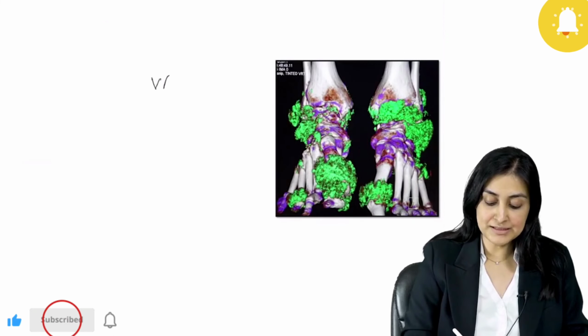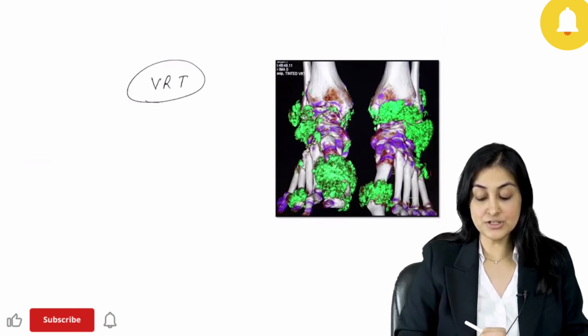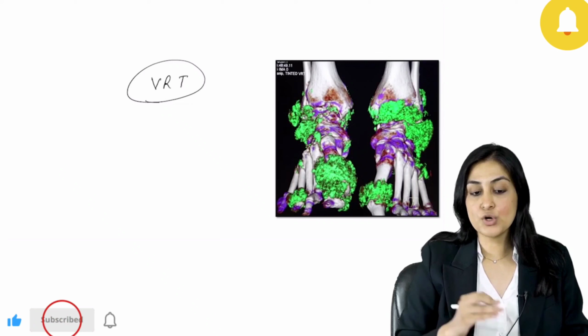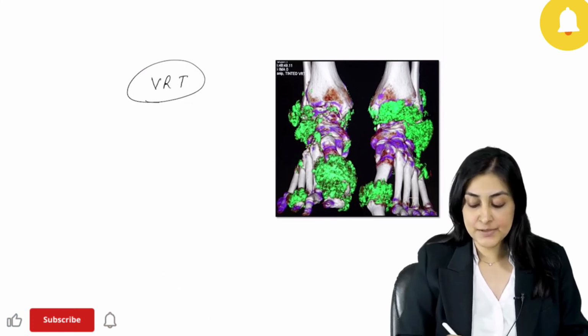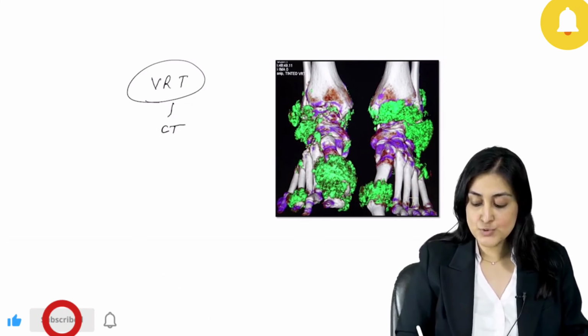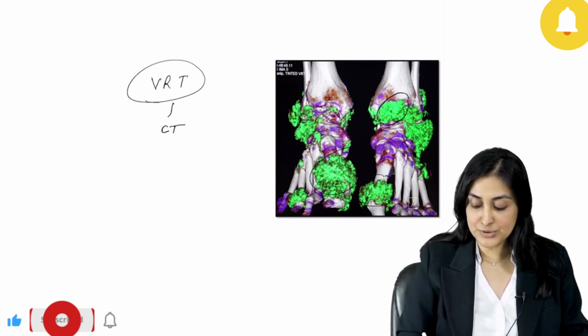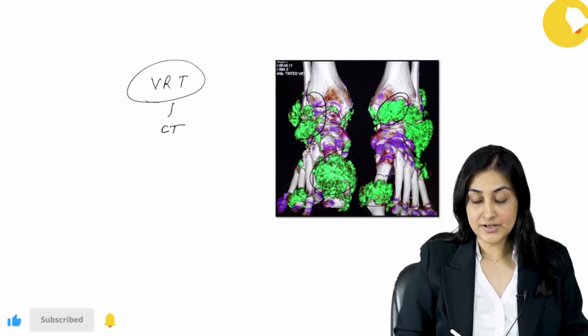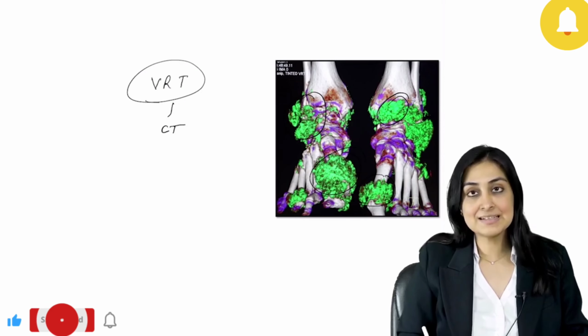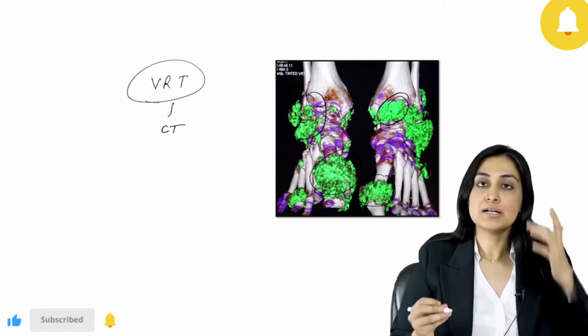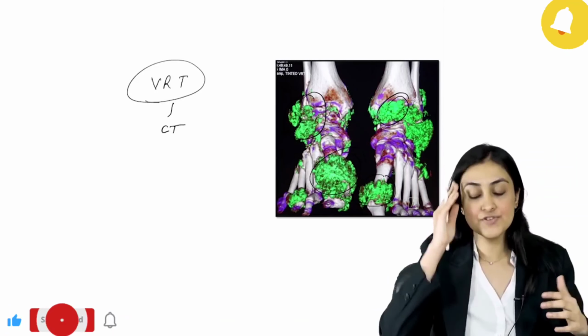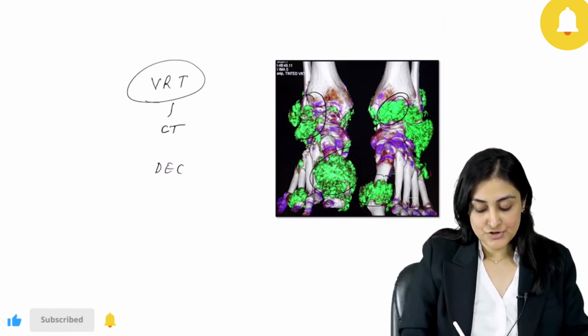So if I show you a 3D volumetric reconstruction, which is called VRT, volumetric reconstruction technique of the CT, wherein we produce these 3D images, you will find that there is this deposition of uric acid crystals here around the joint. Do you see these green crystals? Nothing but the depiction of uric acid crystals by a dual energy CT.